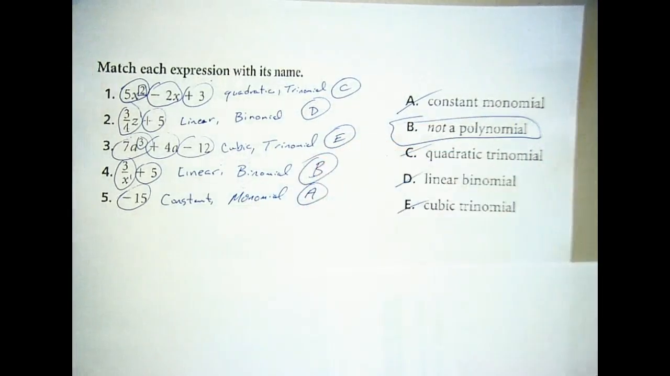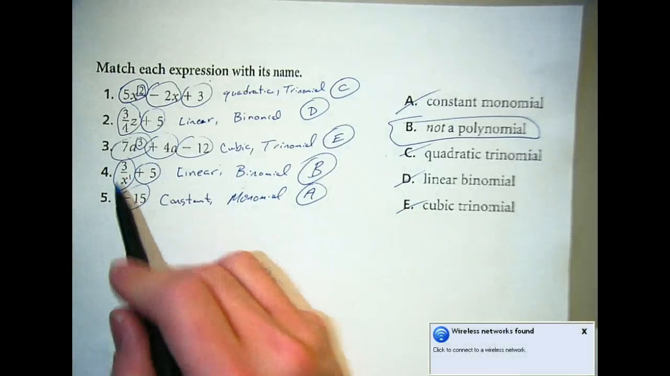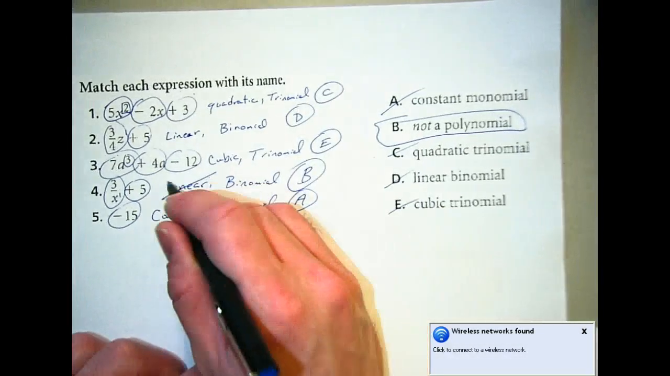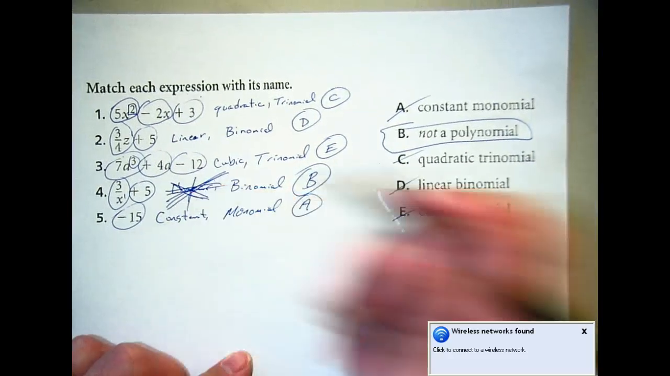Tell your neighbor why that one's not a polynomial. Anyone think they know why it's not a polynomial? We haven't talked about it this year, so it might just be a complete guess. What looks different? Caden? Is it because the 3 is over the x? Yeah, it's because your x is in the denominator position here. So technically it's a binomial, but it's not linear. This is actually called a rational expression. Okay? So that one doesn't work.